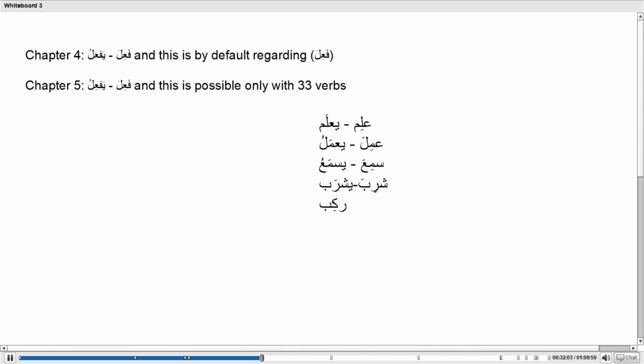Of course علم means he knew. عمل means he worked. سمع means he heard. شرب means he drank. ركب, what do we say in the مضارع? يركب. أليس كذلك?